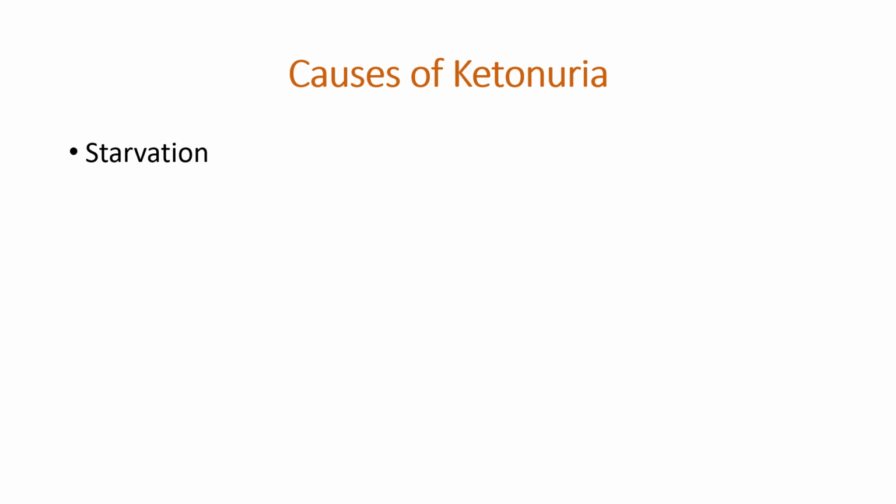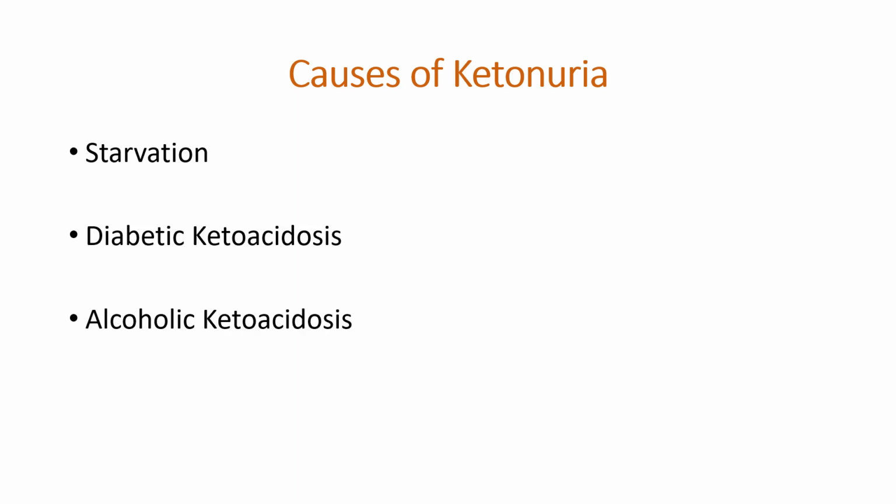Number one is starvation, and number two, as we already talked about, is diabetic ketoacidosis. Number three is alcoholic ketoacidosis. Once again, alcohol ruins your body's metabolism. It will produce a lot of NADH, etc. And as a result, there is some alteration which happens in the metabolism.